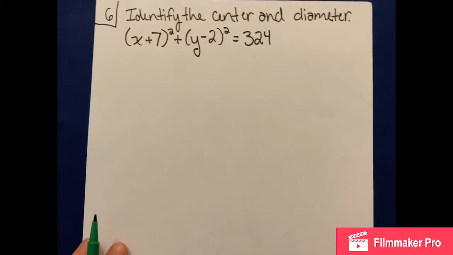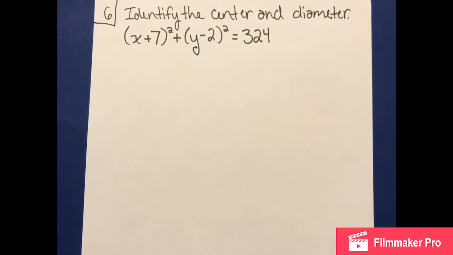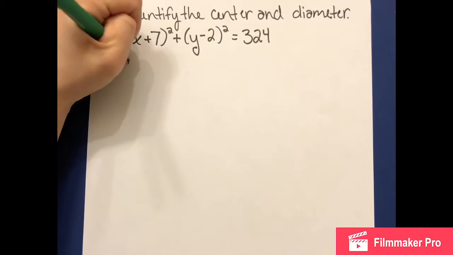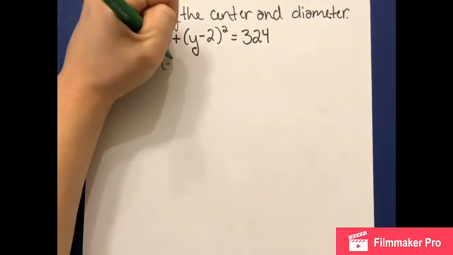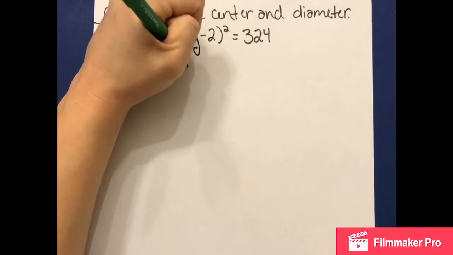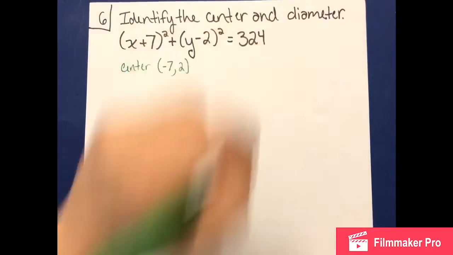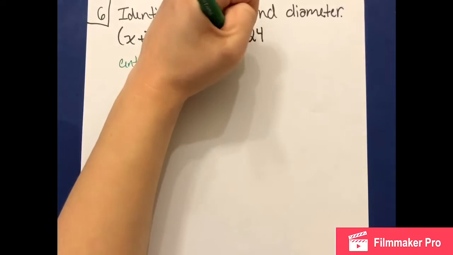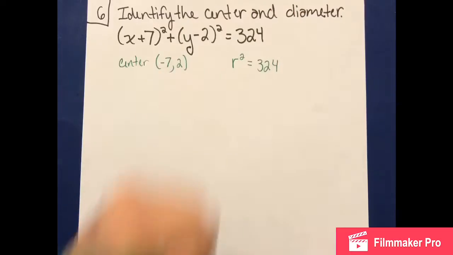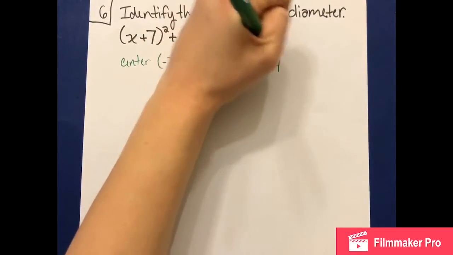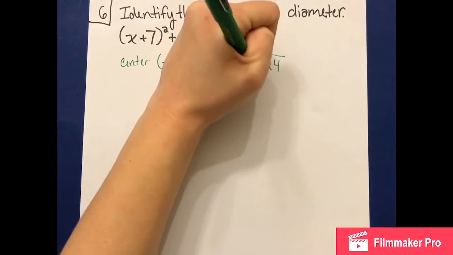Looking at number 6 now. So we're skipping to number 6, so find number 6. It says identify the center and the diameter given this. So let's start off, center ends up being a little bit easier. Center, it's just the opposite of the inside, so opposite of 7 is -7. Opposite of the y is +2. Over here we have 324, so that represents r squared. So r squared is currently 324. We want to find r, which is our radius, so we're going to square root. R is equal to 18.